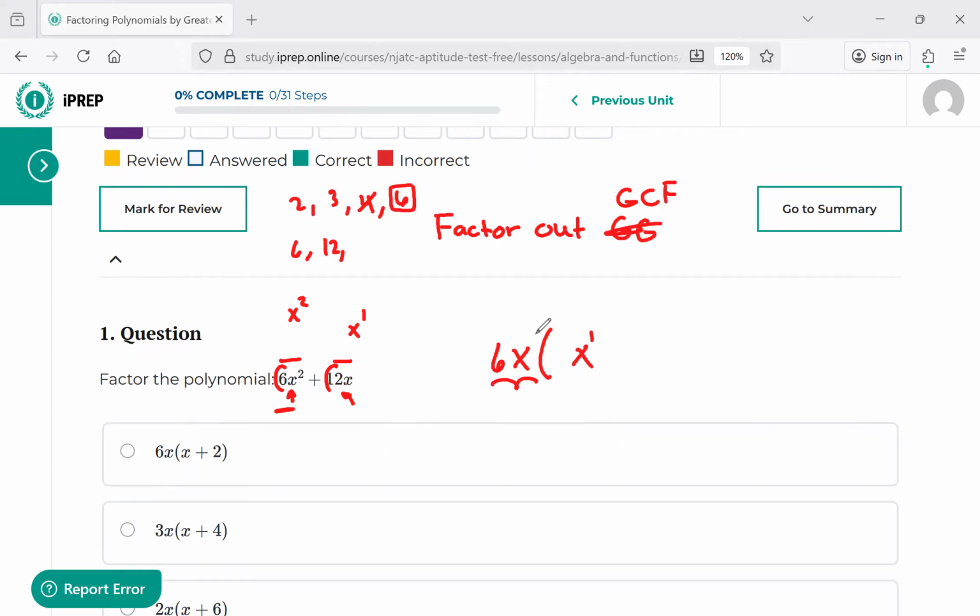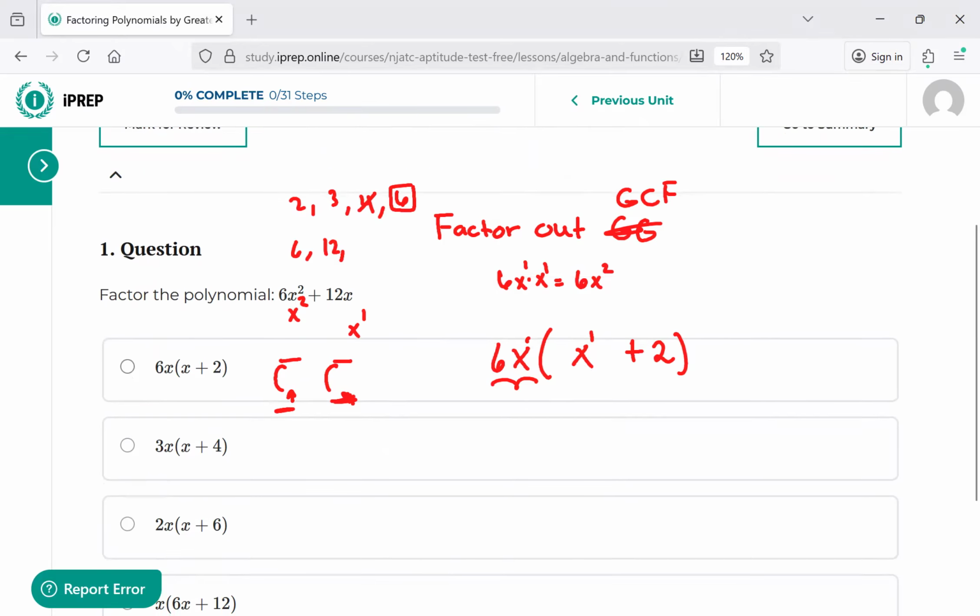1x, right? Because when you multiply this out, 6x times x, remember your exponent rules: when you multiply, you add the exponents, so it'd be 6x squared. What about the second term? What do you have to multiply 6x by to get 12x? Well, I don't need any more x's because I already have 1x, but I do need a positive 2, because 6x times 2 is 12x. So that is factoring out GCF. That would be letter A.